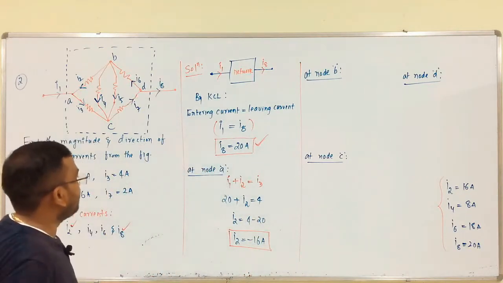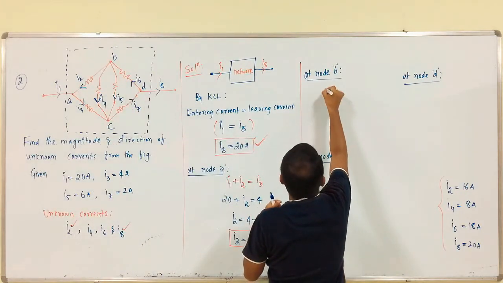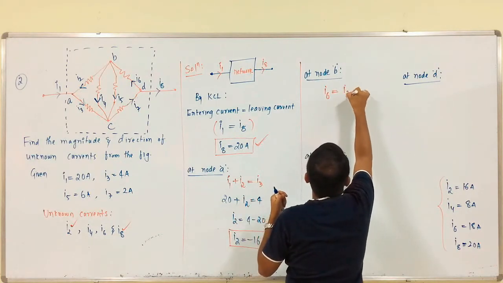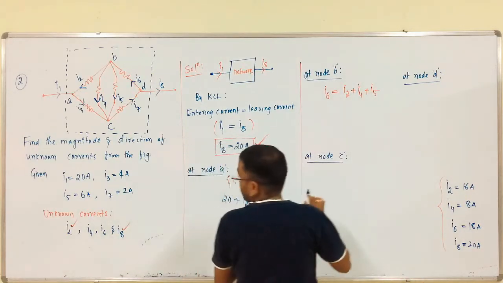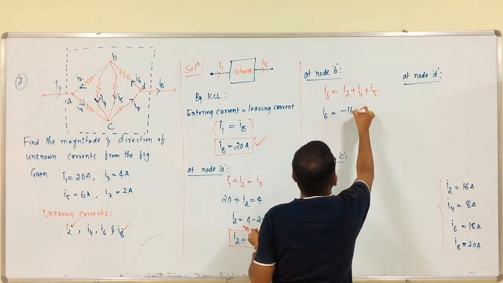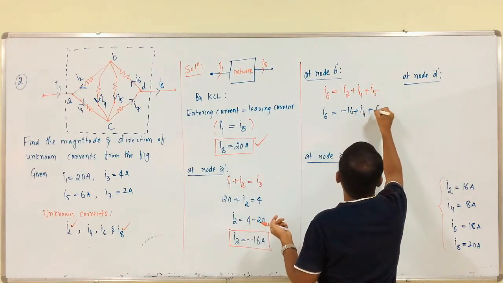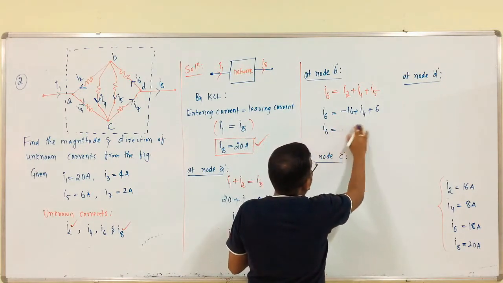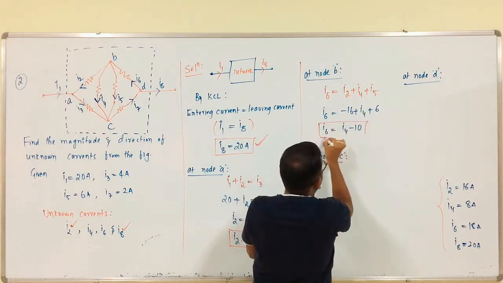Next, at node B, the entering current is I6 only. I6 is the entering current, and the remaining currents, that is I2 plus I4 plus I5, are leaving. What is the value of I6? We do not know. What is the value of I2? We got minus 16. I4 we do not know. What is the value of I5? That is 6. So, from this, I6 is equal to I4 minus 10. At node B, I6 is equal to I4 minus 10.